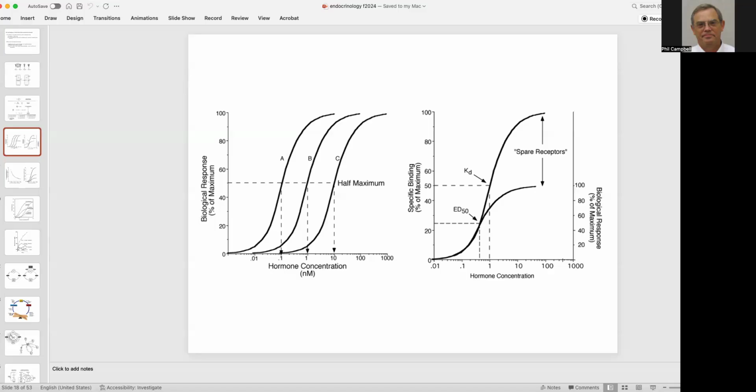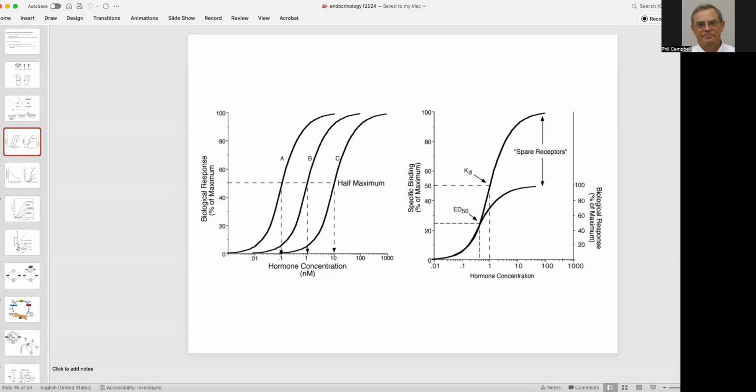The concept of spare receptors means that this maximizes whatever the affinity is, etc. This means that I can get an equivalent biological effect without saturating all of those receptors. Okay, that's what is meant by spare receptors. And now if we look at the graph, we have hormone concentration on the x-axis. On this y-axis, we have binding. And on this, we have biological response.